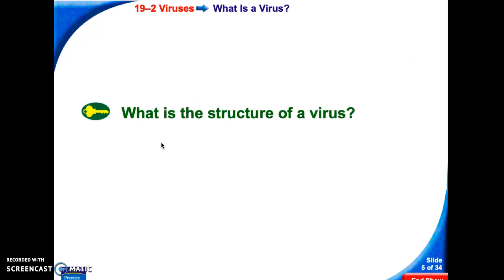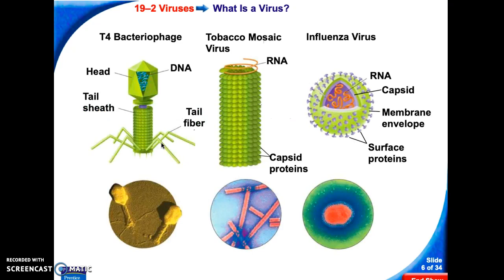So what is the structure of a virus? Here's pictures of 3 of them. So the T4 bacteriophage, the one that's all the way on the left, is the one that you're going to be responsible for. The one in the middle you might have heard of before from history class, because it's the tobacco mosaic virus. It's the one that wiped out tobacco crops, and they talk about that in history class.